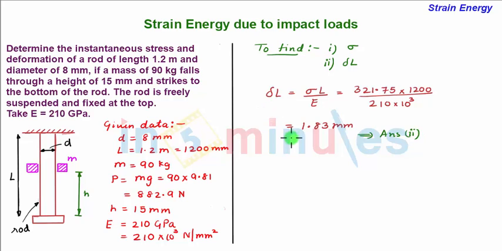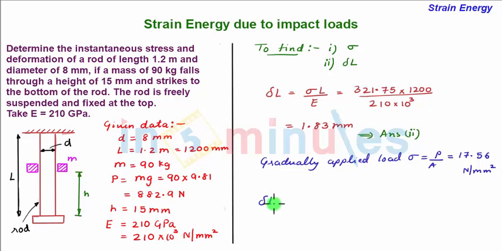If we compare the delta L due to impact load with the delta L due to the same load when applied gradually, we get, due to gradually applied load, sigma will be P by A. So the stress comes out to be 17.56. If we compare this stress with the stress value of 321, we see that due to the impact load, the stress is magnified by a huge amount.